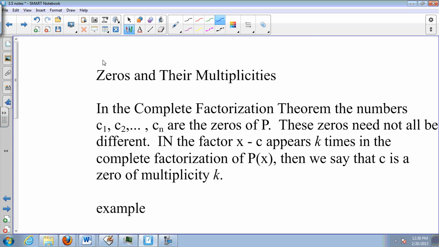Sometimes we will have multiple zeros that are the same. So in the complete factorization theorem, the numbers c1, c2, and cn are the zeros of P. The zeros need not all be different. If the factor x minus c appears k times in the complete factorization of P of x, then we say that c is a zero of multiplicity k.